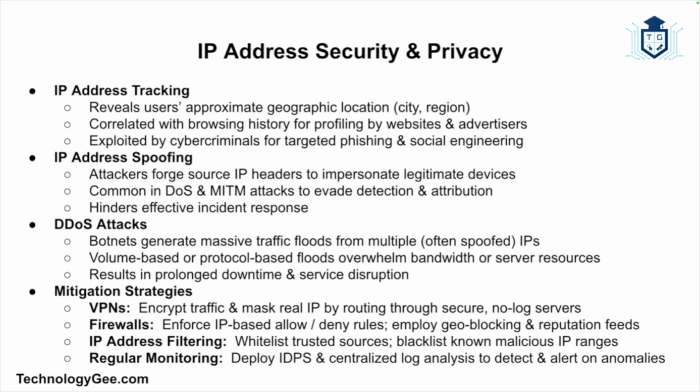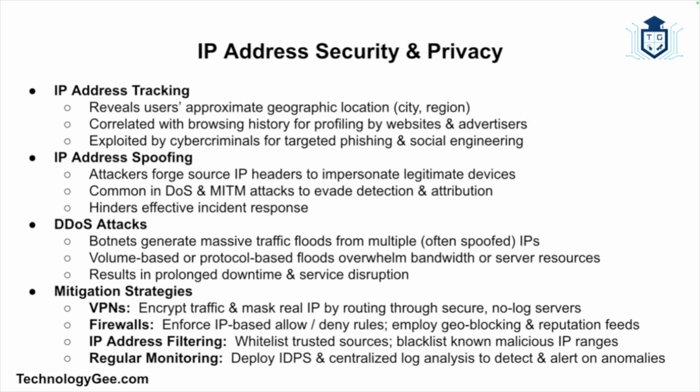All right, so let's go ahead and talk about IP address security and privacy. So IP addresses play a crucial role in network communication, but they also have implications for security and privacy. So here are some considerations. The first is IP address tracking. So IP addresses can be used to track online activities and identify the geographic location of users. Websites, advertisers, and cyber criminals, they may use IP addresses to gather information about users.